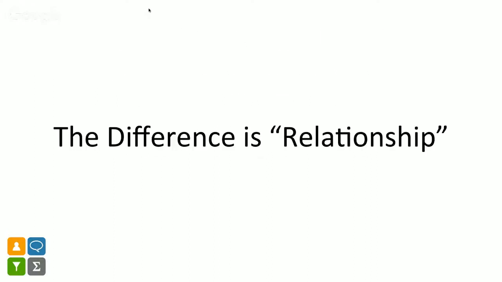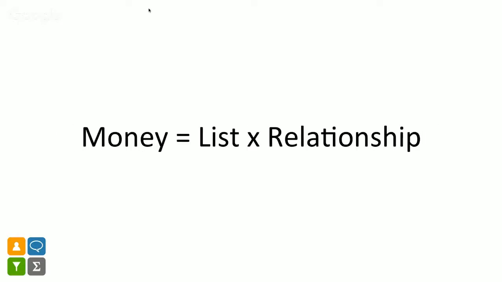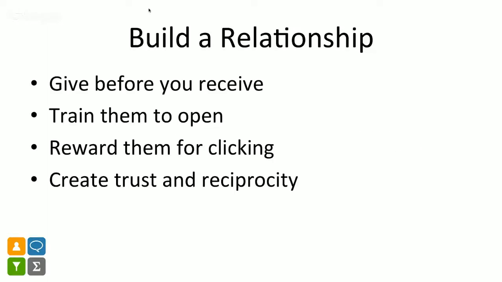All right, the difference between these two is in the nature of the relationship. What is your relationship to your list? Because the real money you make from your list is the size of your list times the quality of the relationship with your list. If all you're doing is selling to them, well, that's not a very good relationship. That's a take, take, take instead of a give. The way you build a relationship, on the other hand, is to give before you receive. That trains them to open. If they're getting stuff of value on a regular basis, you're going to have a higher open rate than not.